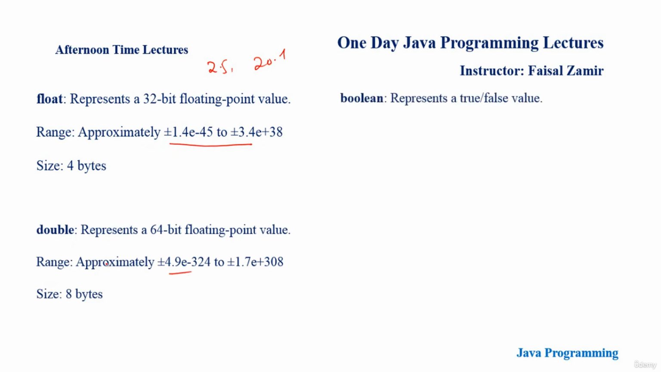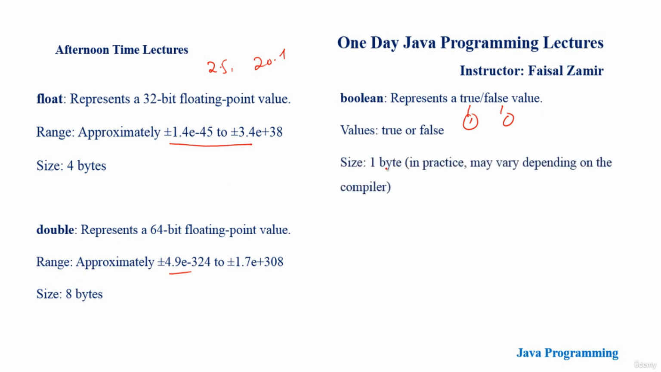Another is the boolean data type, which stores true and false values, where true will show 1 and false will show 0. So its value, true and false, stores 1 byte. In practice it may vary depending on the compiler, but commonly it stores 1 byte of data.